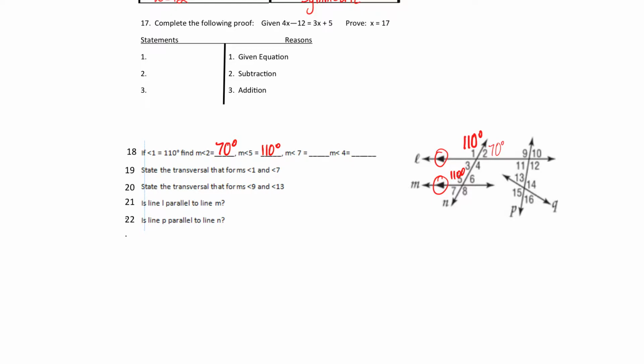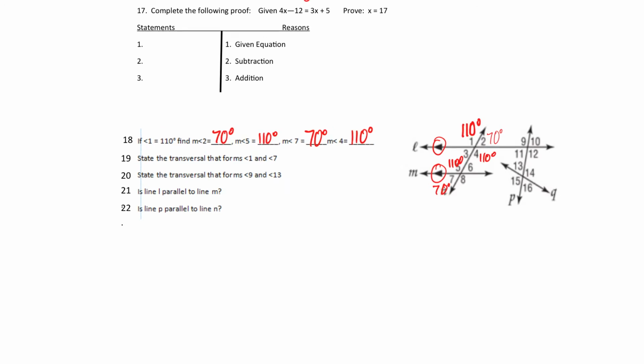Okay, so how big is angle 7? 70. Because it's vertical. They're congruent. Oh, wait. It's alternate. Yeah. There are several ways to look at it. 2 and 7 are alternate exterior, so that's 70. Or 1 and 7 are same side exterior, so they're supplementary. Okay, then how big is angle 4? It's 110 because it's vertical to angle 1.